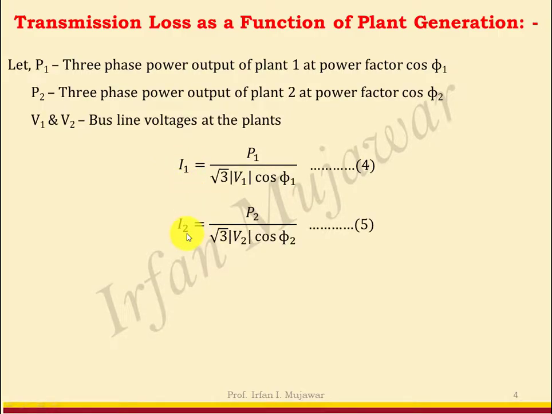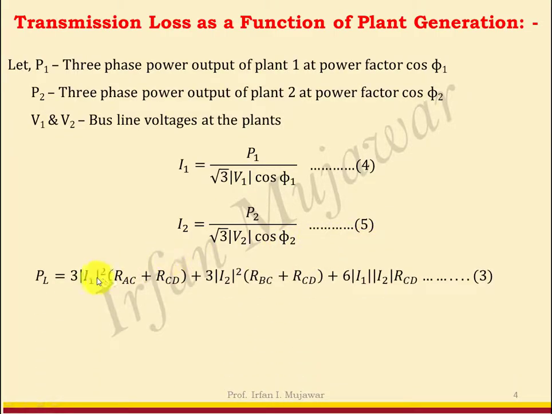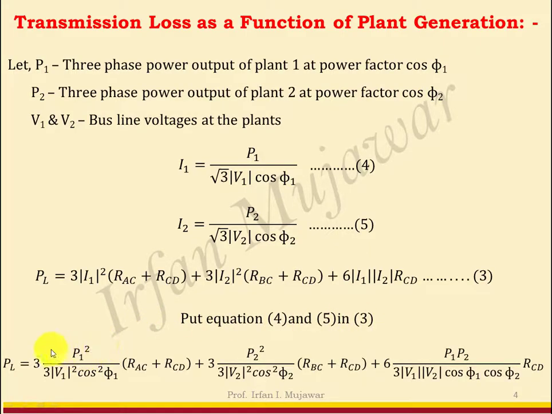Similarly, we can write I2 as P2 divided by root 3 mod V2 cos phi 2. Let us call it equation number 5. Now rewriting equation number 3, which we have seen in the last slide, and substituting the values of I1 and I2 in this equation.